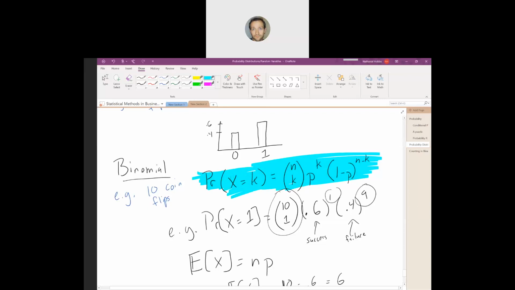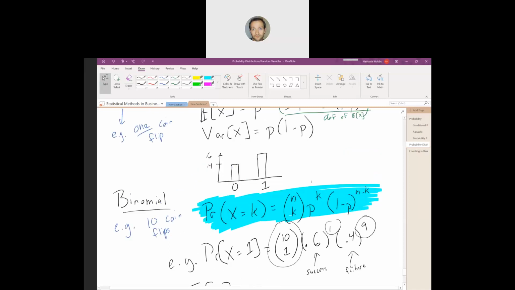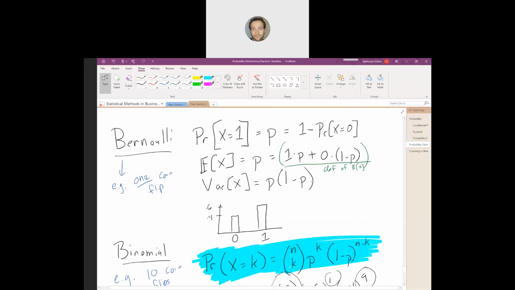So the binomial distribution is the probability of getting k successes in n trials, where the p here is from the Bernoulli equation. So this is counting the number of successes in a repeated Bernoulli trial.